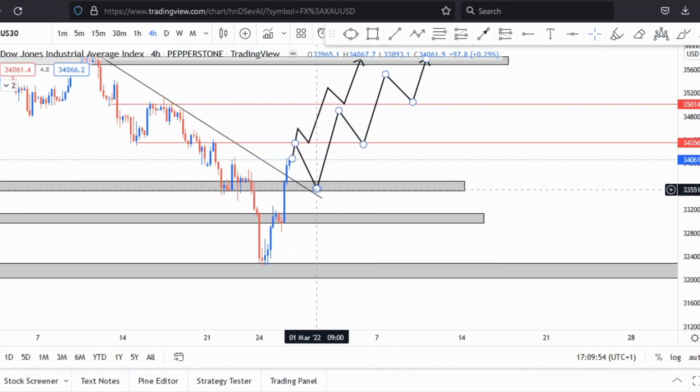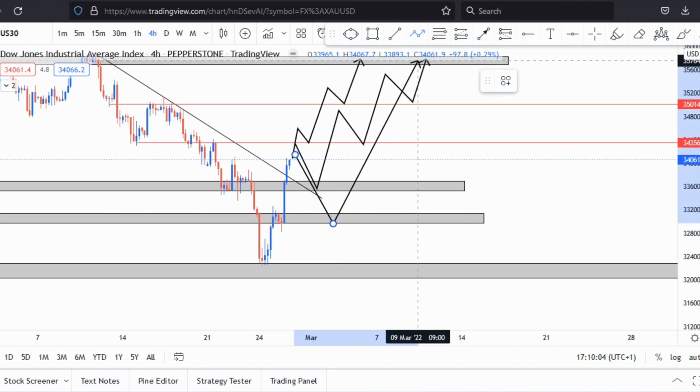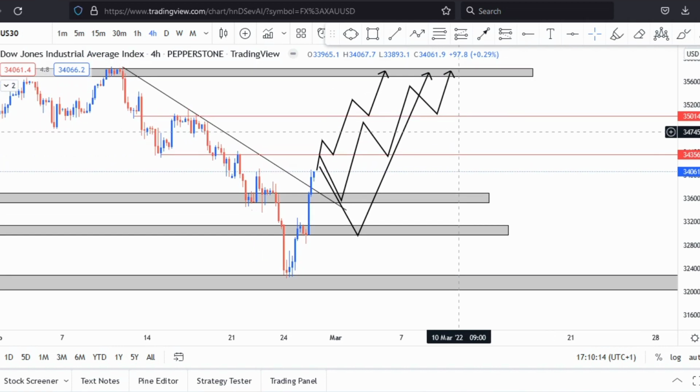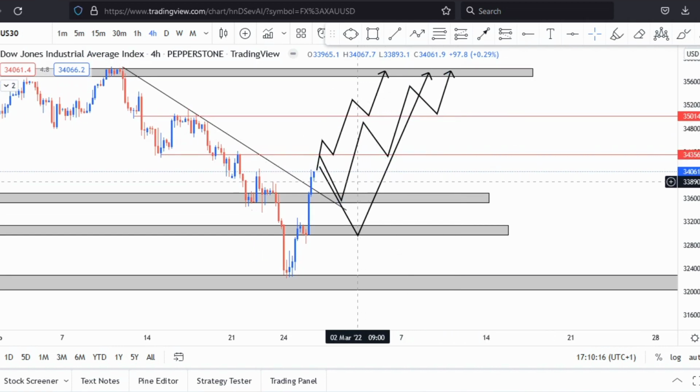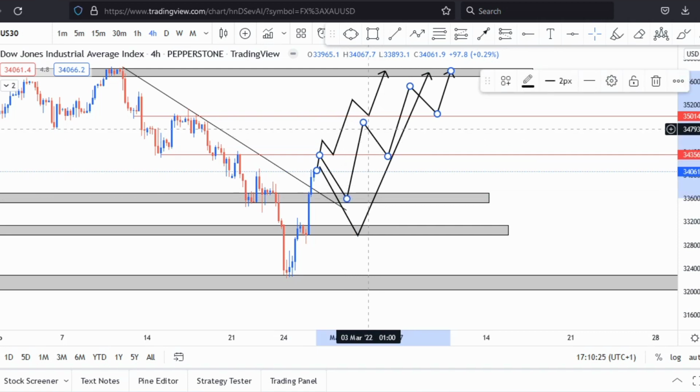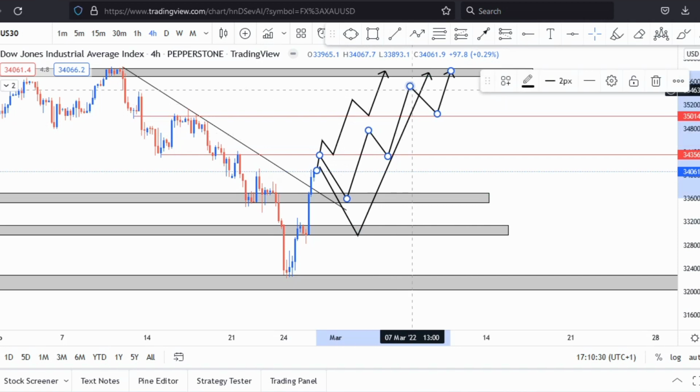Even if price retraces all the way down to this level here, rather than this level, we will still be looking for our buy opportunities around here as well, and then taking the trades all the way to the upside. I wouldn't be taking any sell trades on US30, only looking for buy opportunities. So this basically has been my bias for US30. I am generally bullish on US30. I'll just be looking for good buy opportunities, and once the market presents those buy opportunities to us, then I will capitalize on it.